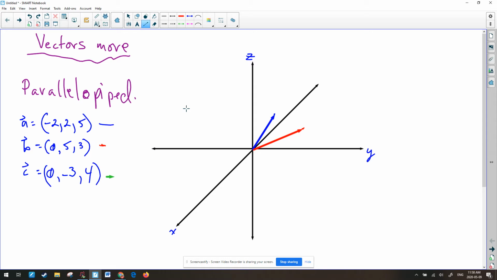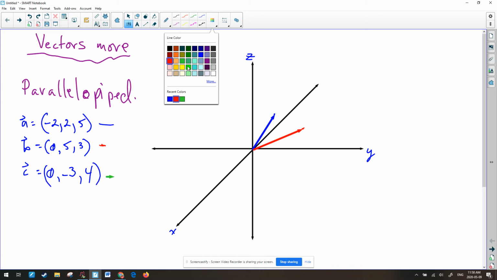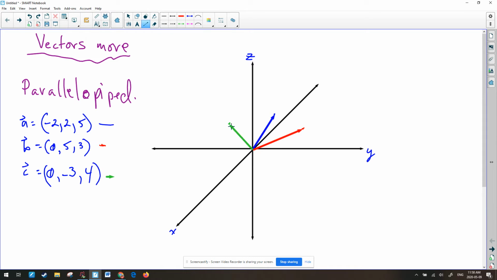Actually, I want my pen. Sorry. Okay. So 0, so not back and forth at all. -3, and then 4. So in about here. So let's sketch that vector in. That color there. There we go. Is that green? I think it's green.